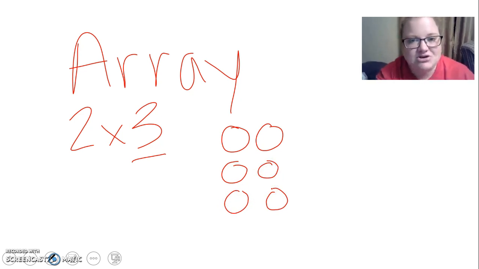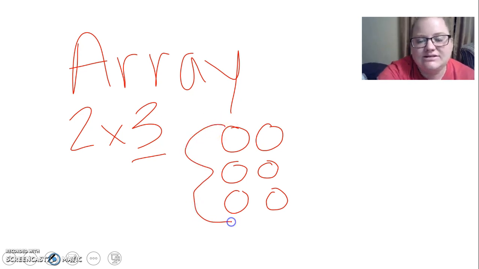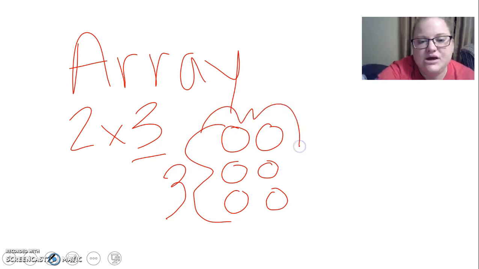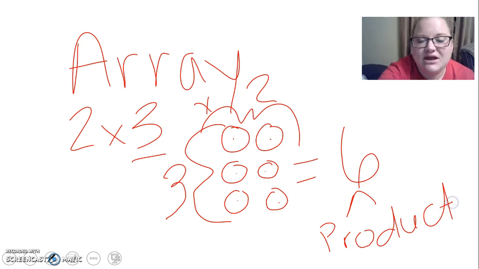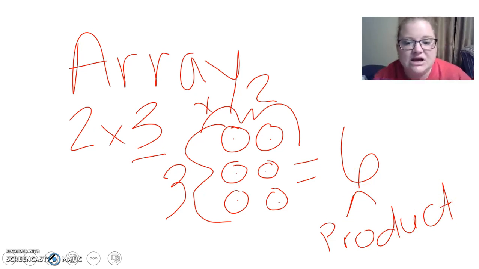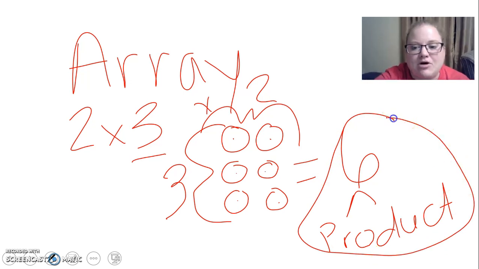Now, if I don't know that 2 times 3 equals 6 right off, I can count. This is my groups of 3, and here are my groups of 2, and I can say, let me count these. 3 times 2, or 2 times 3. 1, 2, 3, 4, 5, 6. So now I know my product is 6 because I was able to make equal rows and columns to figure out what my product is.